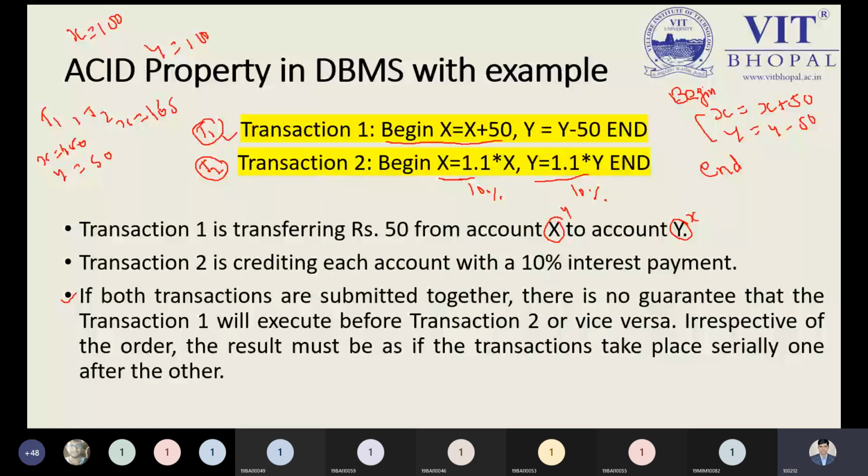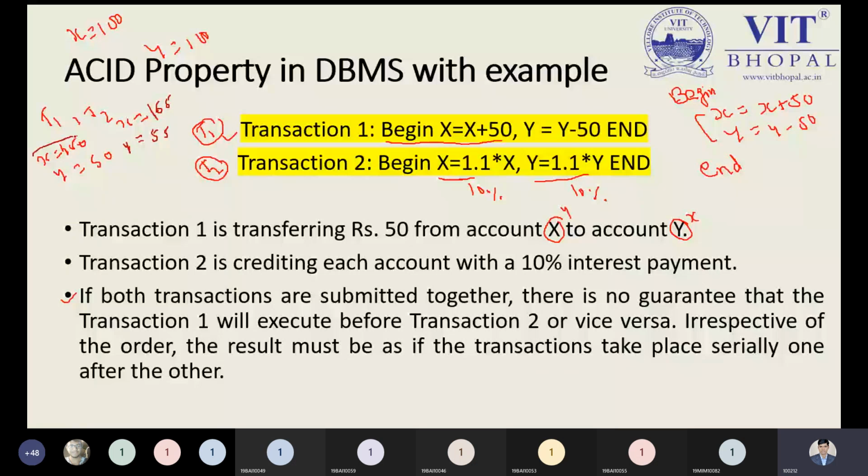Let me correct this part. I'm getting only the 10% part of X, so I'm updating it. So finally we'll get 10% of 150, which is 165. Okay, now it is correct. Now Y would be 50, so we are creating the 5% of it, about 55.